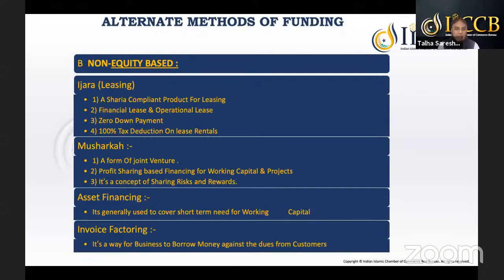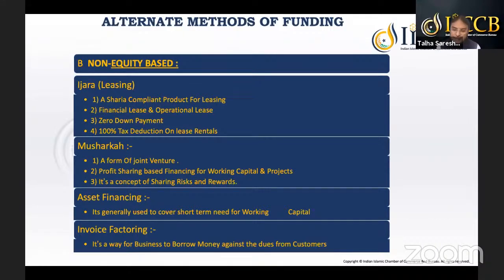Asset financing and invoice financing. See, it's generally used to cover short-term needs for working capital. Both asset financing and invoice factoring are rampantly used by businesses in today's world. And you'll be surprised, both are Sharia compliant products and very well used by very big corporate houses in India and abroad for their asset financing and their discounting of their invoices.